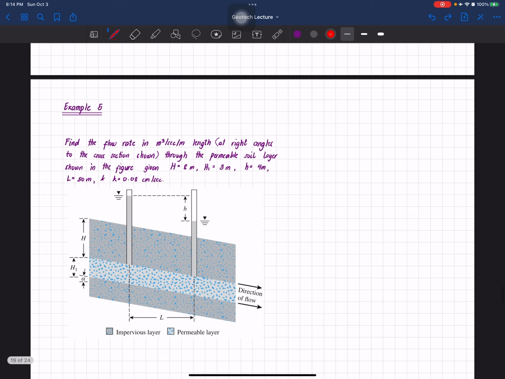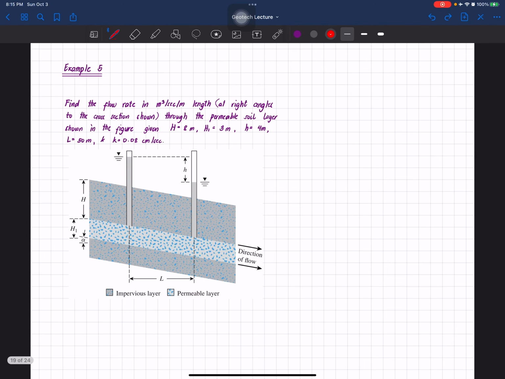Ito, example 5 naman tayo. Ito medyo madali-dali na lang kasi hindi siya similar to yung previous example natin. Pero ito, meron talaga siyang piezometer. Okay? So, allow me to read. It says in here, find the flow rate in m cube per second per meter length at right angles to the cross-section shown through the permeable soil layer shown in the figure.